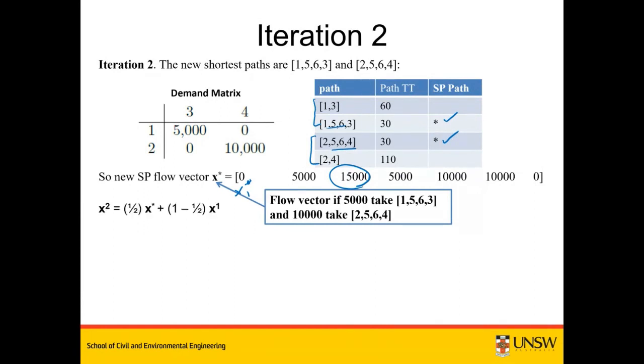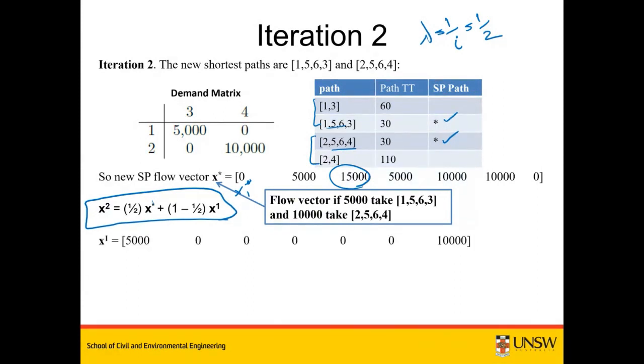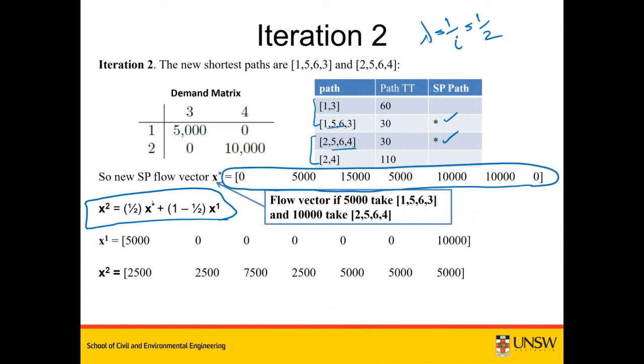Now I need to use the MSA formula. So lambda is equal to 1 over i, so it would be 1 over 2. So x2 would be 1 over 2 multiplied by x star plus 1 minus 1 over 2 multiplied by x1. So I already have x1 from the previous iteration. I already have x star here, right? And now I can calculate x2 just using the MSA formula.